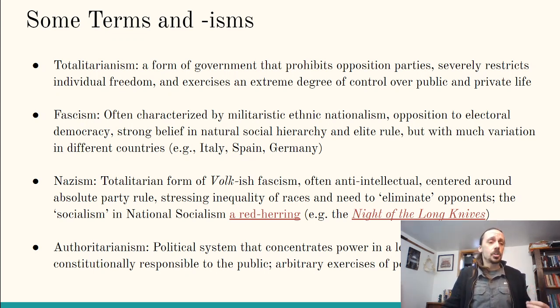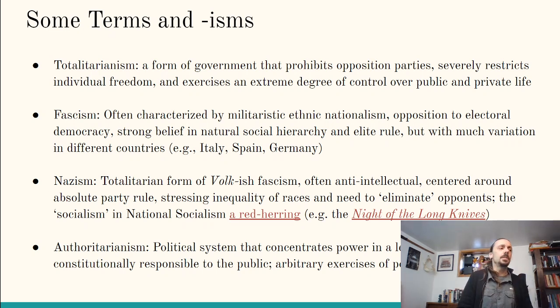So there's no opposition, there is only one ruling power. It also severely restricts individual freedom. So all the freedoms we saw earlier in democracy, like freedom of association, freedom of speech, freedom of religion, and so on, are gone. And it will exercise a really high degree of control over people's public and private lives.